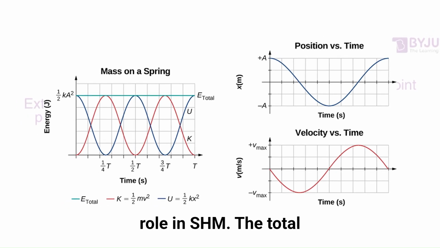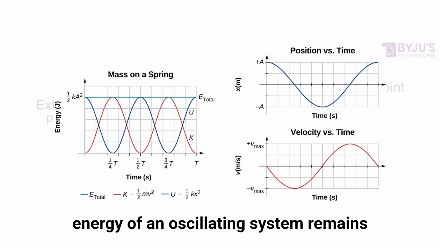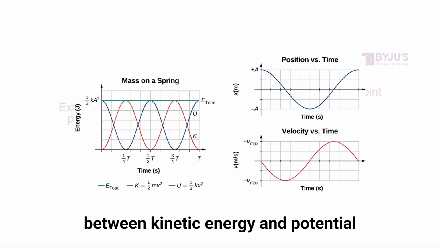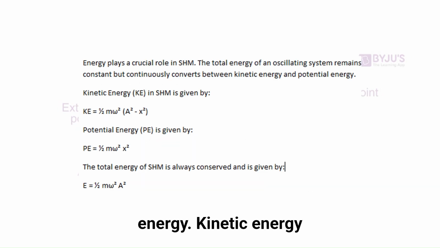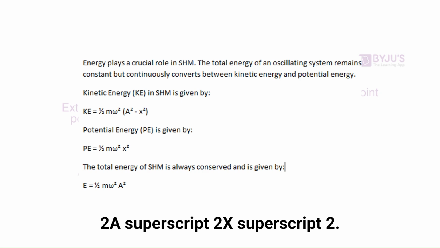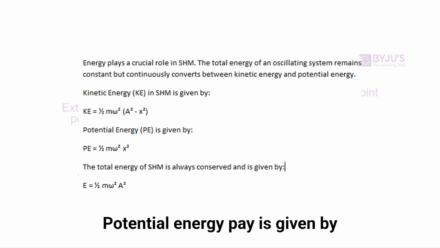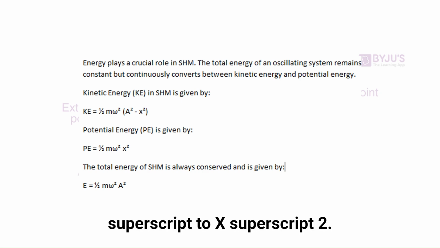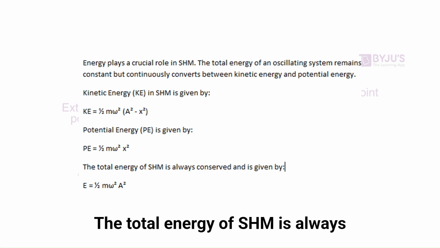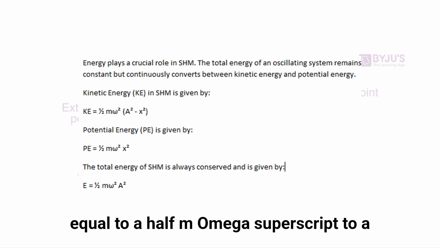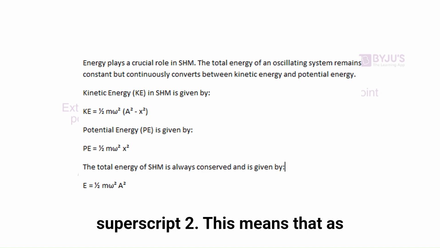Energy plays a crucial role in SHM. The total energy of an oscillating system remains constant but continuously converts between kinetic energy and potential energy. Kinetic energy, K, in SHM is given by K = 1/2 mω²(A² − x²). Potential energy, U, is given by U = 1/2 mω²x². The total energy of SHM is always conserved and is given by E = 1/2 mω²A².